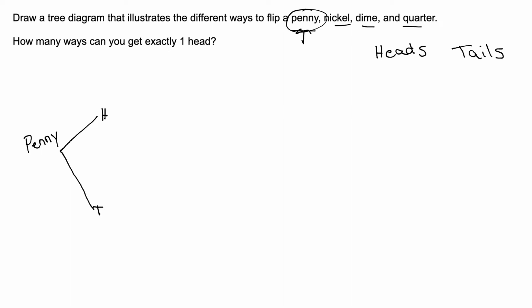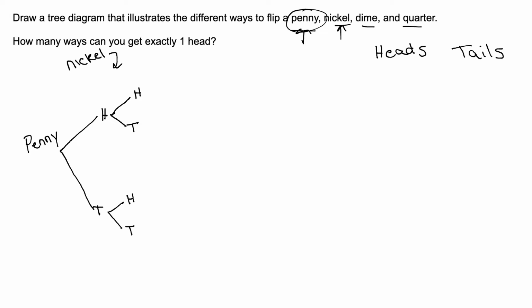Now my second flip is a nickel. So I'm going to draw two branches from each of these outcomes from the penny. And this column is going to represent the outcomes of the nickel. So again, I can either have a head or a tail for the nickel. So on each of these branches, I'm going to write heads or tails.